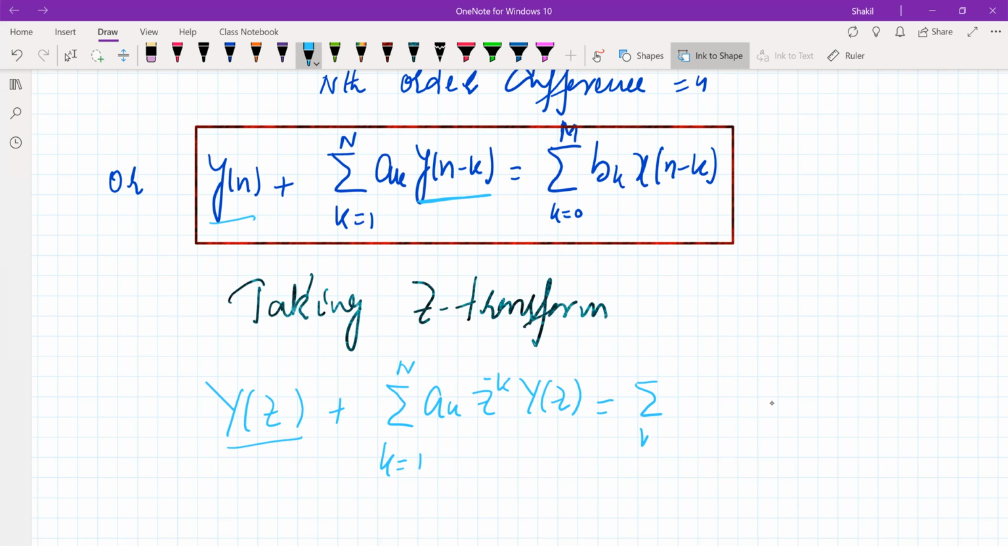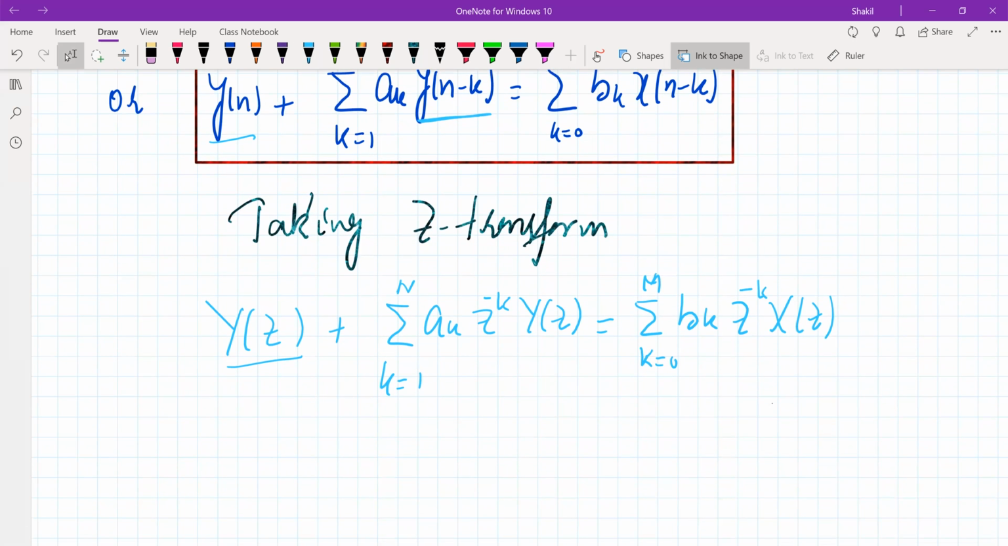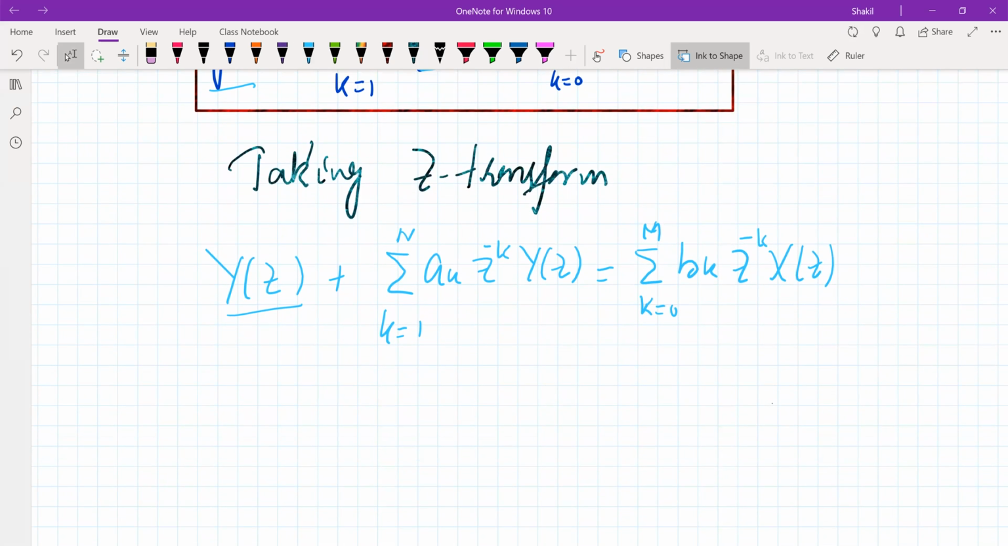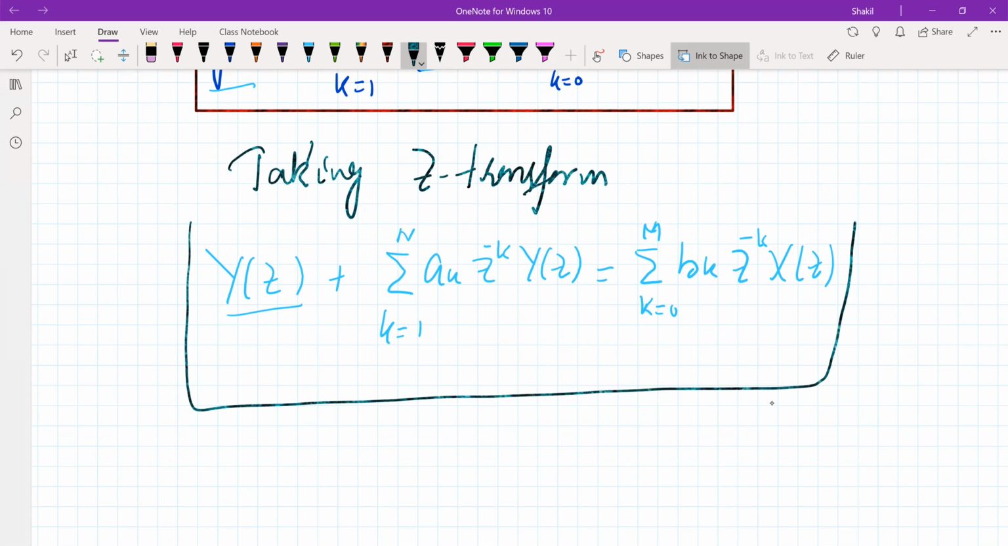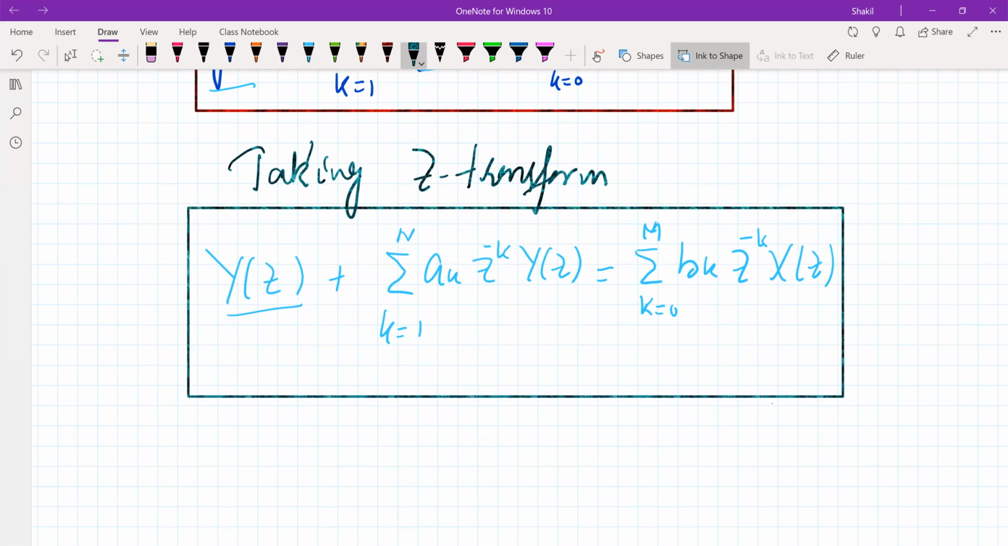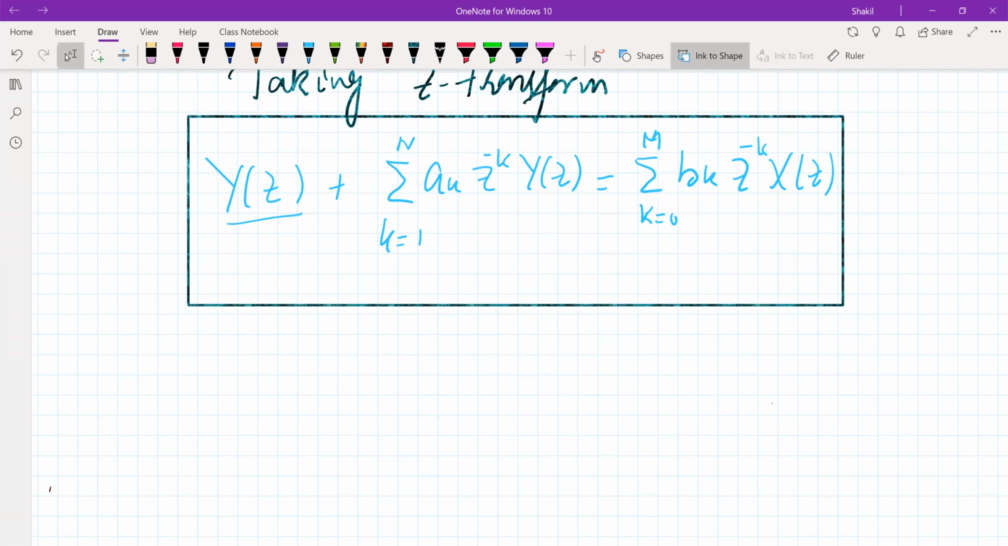Same way the Z transform of the right hand side will be summation k running from 0 to m b k z raised to the power minus k X of z, where X of z is the Z transform of x of n. So this is the frequency domain realization of the discrete time system, or in Z transform, right? So we can obtain the transfer function model of this discrete time system.